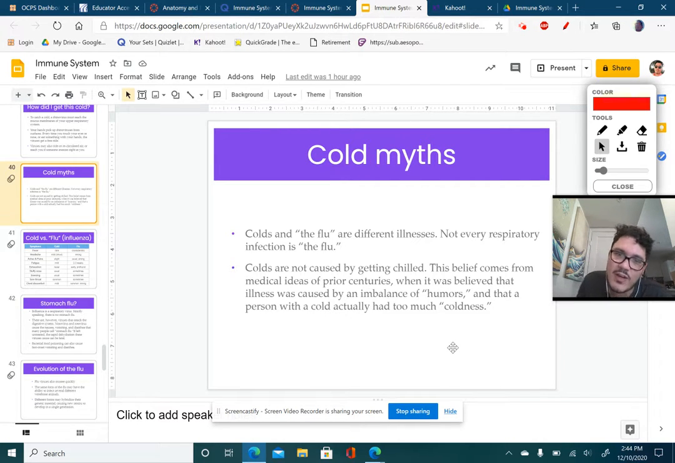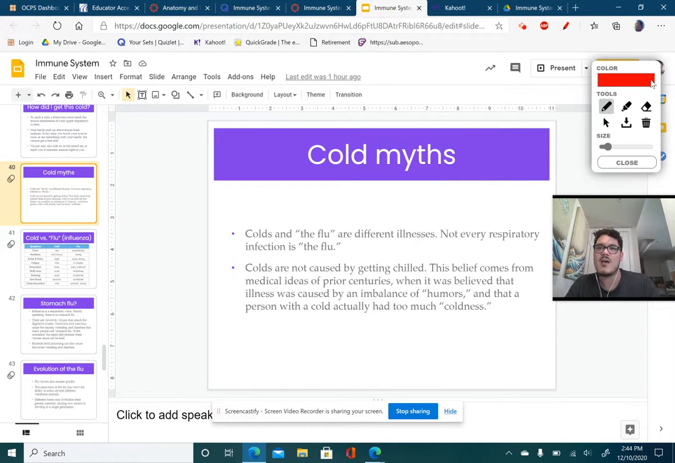Cold myths. Colds and the flu are different illnesses. Not every respiratory infection is the flu. So I'm just going to go ahead and start that because we've talked about that a couple times now. These are not the same thing. Just make sure you can identify that a common cold is not the same thing as the flu. Not every respiratory infection is the flu.